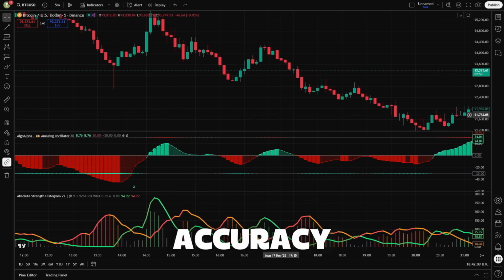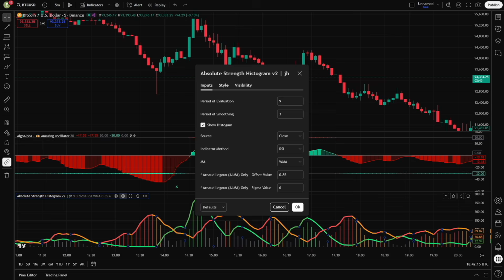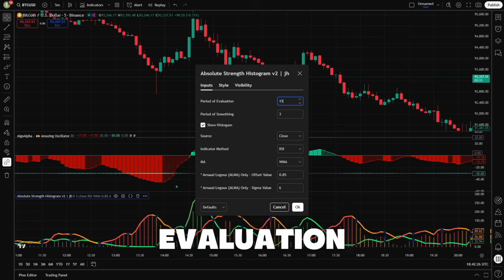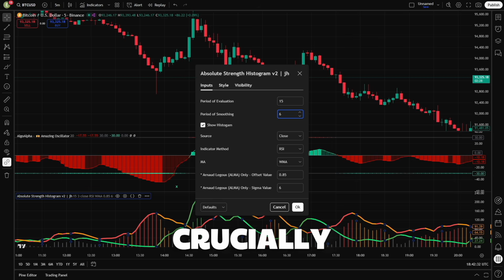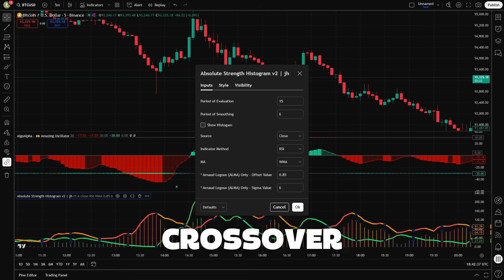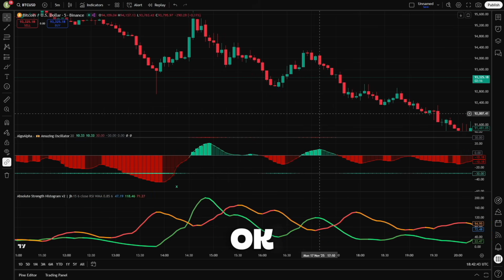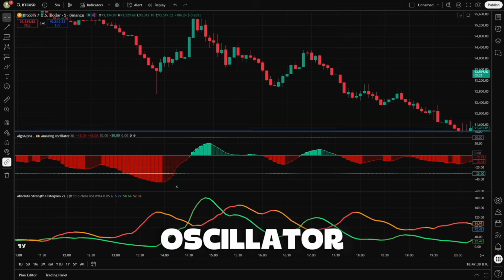To get maximum accuracy, we need to recalibrate these tools to filter out the false signals. Let's start by opening the settings for the Absolute Strength Histogram. We need to slow down its reaction to filter out that market noise. Change period of evaluation from 9 to 15, and change period of smoothing from 3 to 6. Crucially, uncheck the Show Histogram box. We only need the clean crossover of the red and green lines for our trend signal. Hit OK.